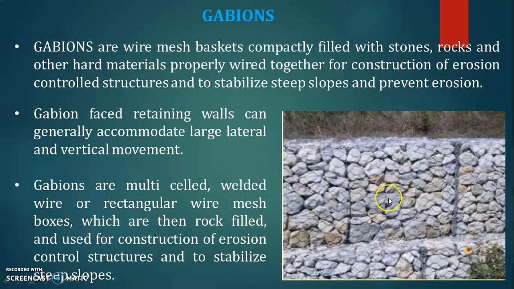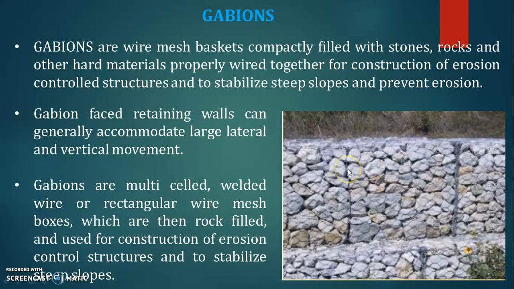Next let us discuss gabions or gabion walls. You can see here gabions are wire mesh baskets compactly filled with stones, rocks and other hard materials, properly wired together for construction of erosion control structures, to stabilize steep slopes and prevent erosion.